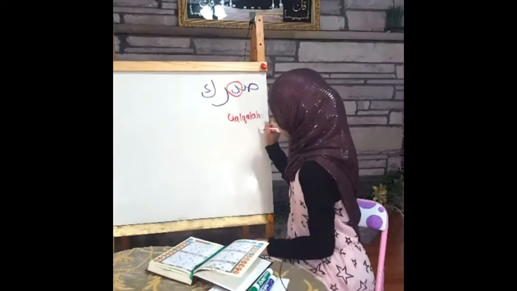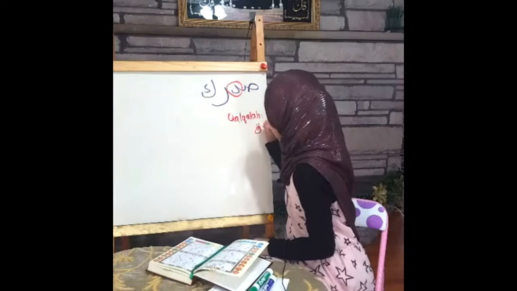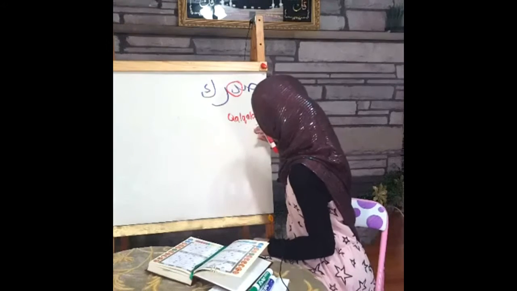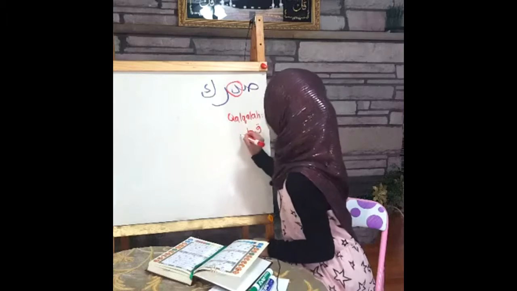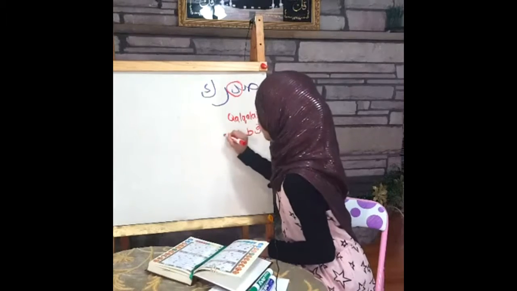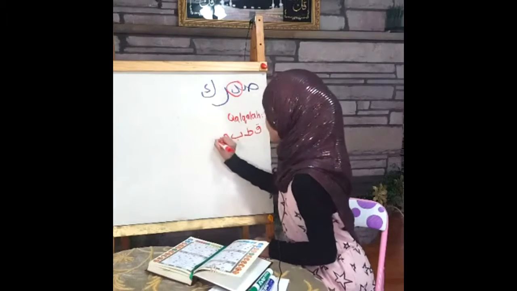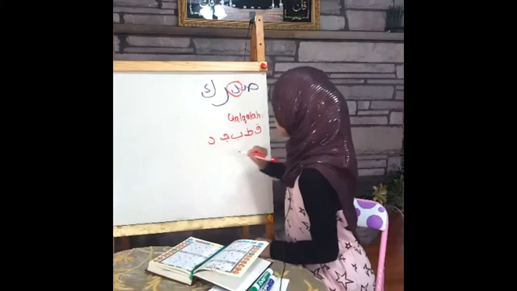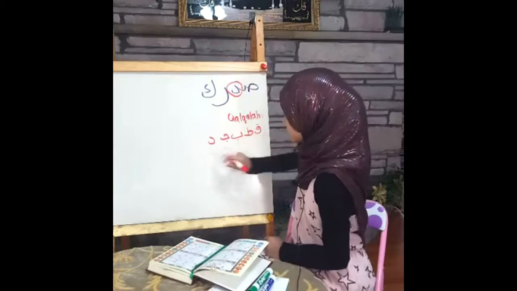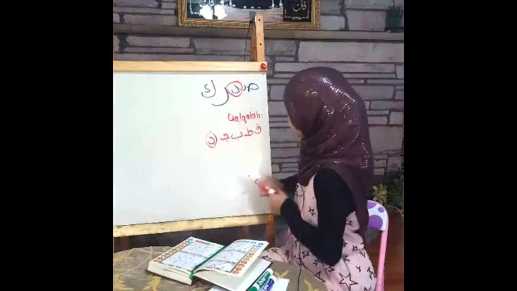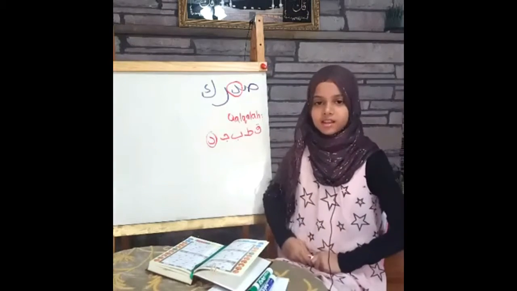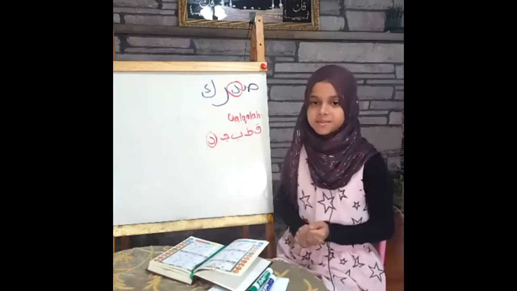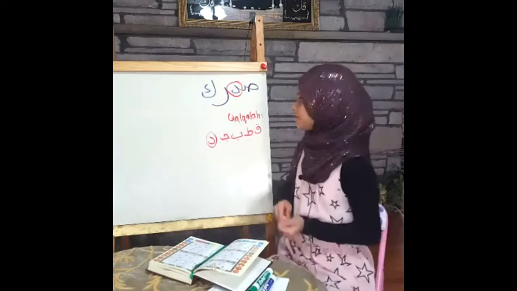There are a few qalqala letters, and the qalqala letters are Qutub Jad, a phrase: qaf, ta, ba, jim, and dal. Over here it's the dal, so you're supposed to say it like sadr. And qalqala saghira or sughra comes in the middle of the word.